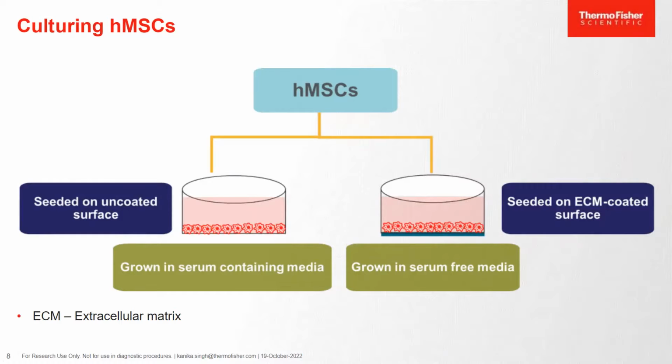Now, to talk about the growth and proliferation of human mesenchymal stromal cells, we know that there are two possible ways to culture your MSCs in vitro. Firstly, for growing your cells, either you can use media containing serum to grow your MSCs, or you can seed your cells on an ECM-coated surface and use a media which does not contain FBS.